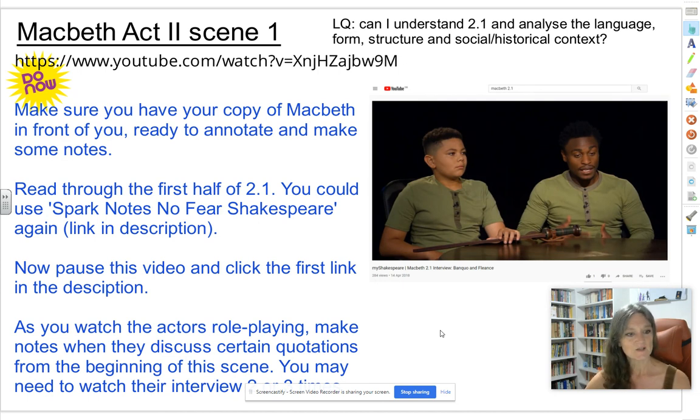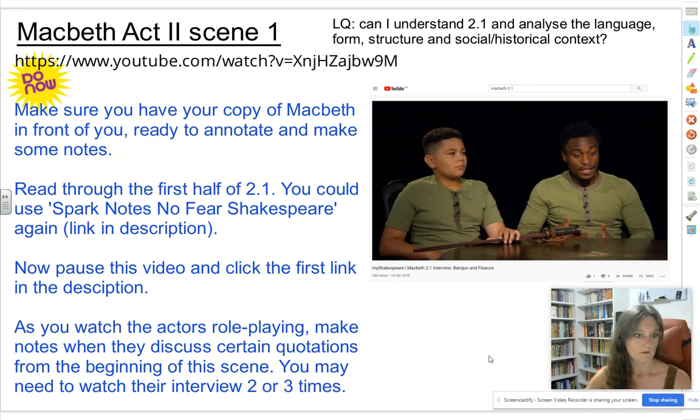Then at the end, I've set you an assignment, which is either a very, very detailed paragraph, or if you want to challenge yourself, a whole essay question. And you should be well equipped to do the whole essay at the end of this very long and very detailed lesson. What I'm going to ask you to do in a second is check that you've got your copy of Macbeth in front of you, ready to annotate and to make some notes.